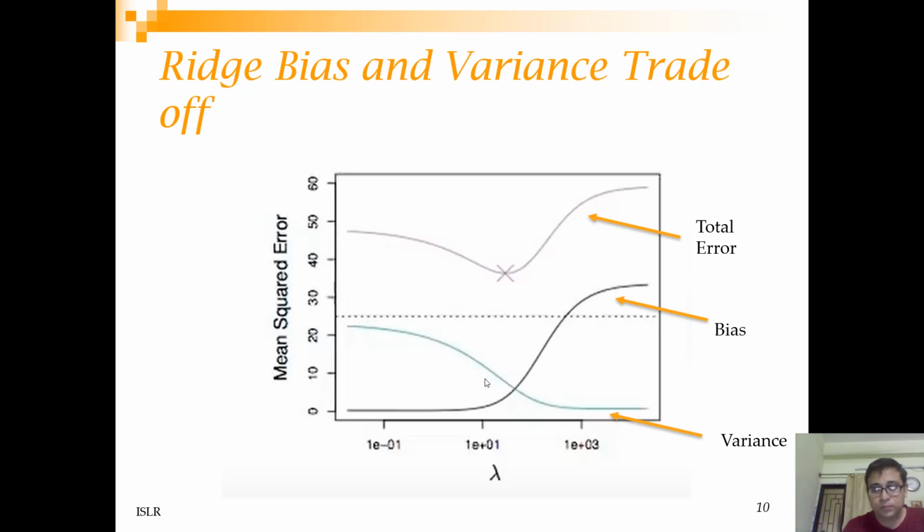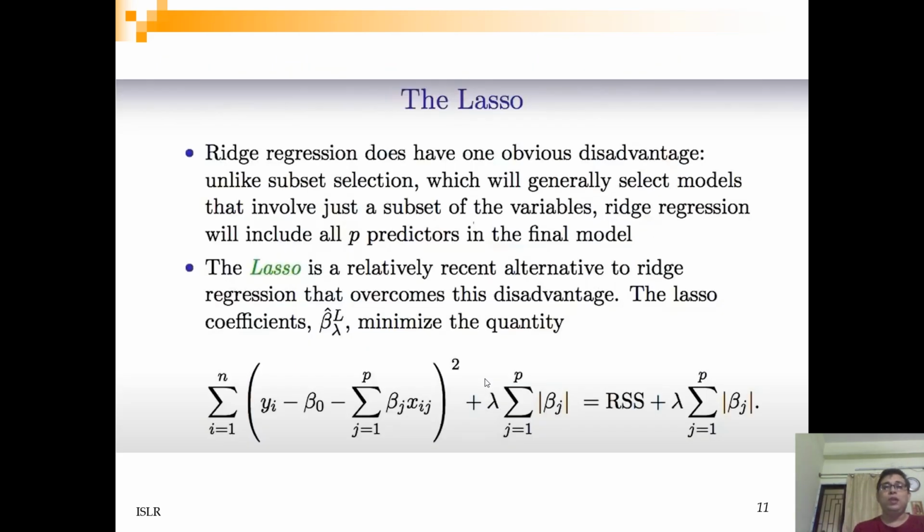All right. Now let's go to Lasso. So Ridge has one problem, right? It includes all P predictors in the final model. The coefficients go down, but it doesn't actually remove the features, the variables. So there is another technique called Lasso.